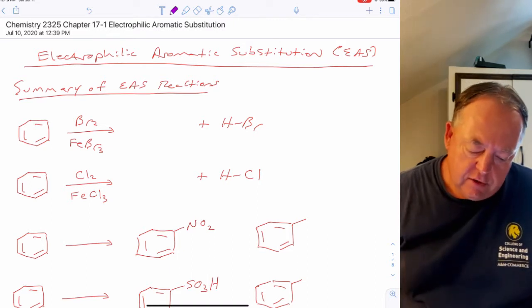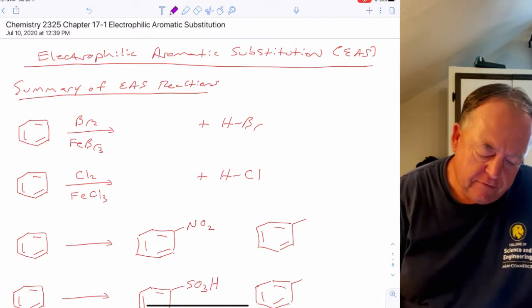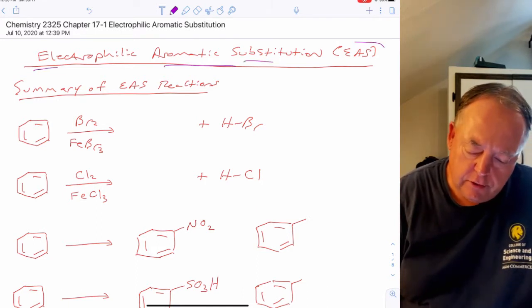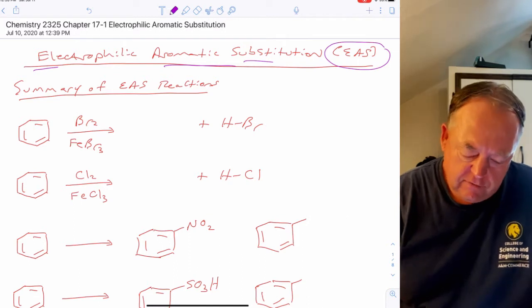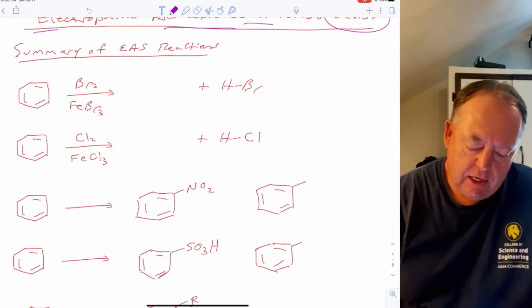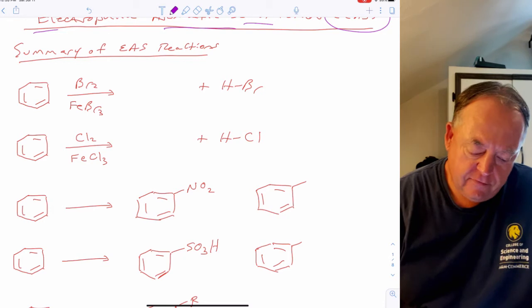Okay, so in this first lecture we look at this mechanism called electrophilic aromatic substitution, or EAS. First of all, I'll just summarize the different reactions in this chapter, and then we'll look at the mechanism for each of these reactions.